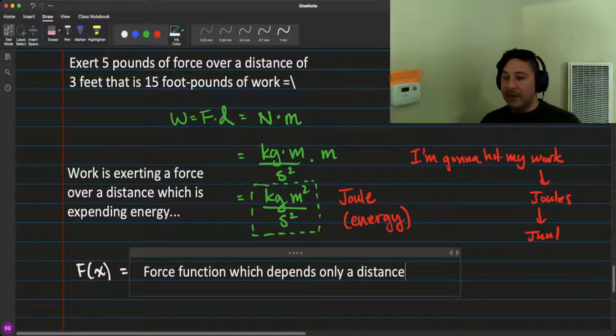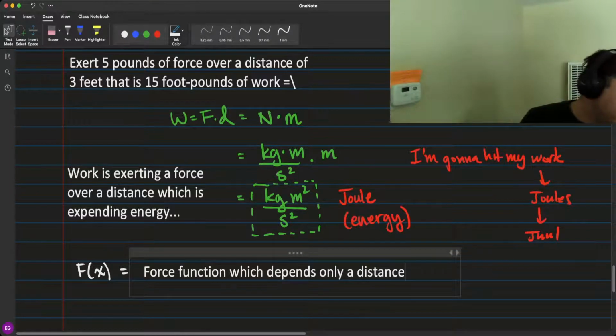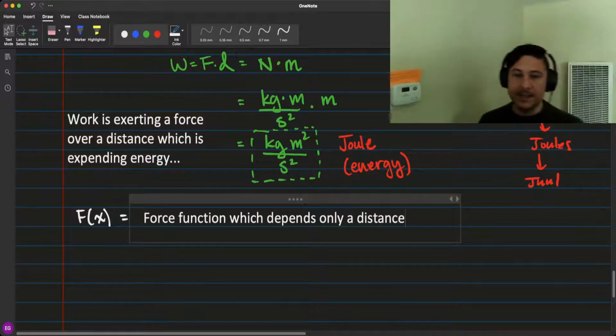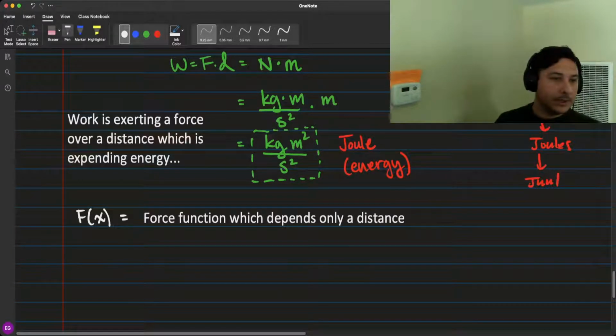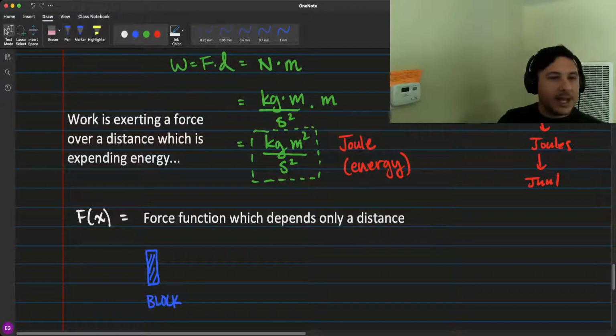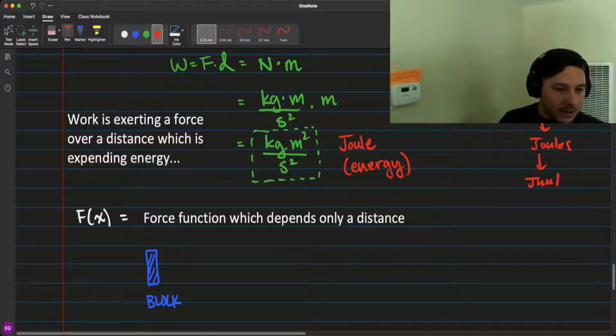But let's say that you have a force function and it depends only on distance. And the common model for this is a spring. So let's say you have an anchor right here. You have a block. And attached to the block, you have a spring.